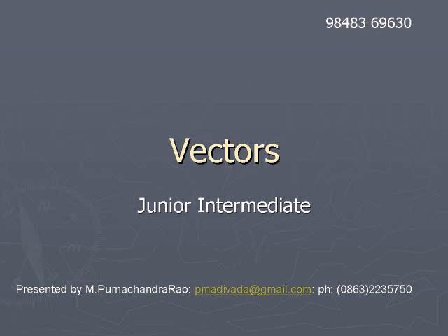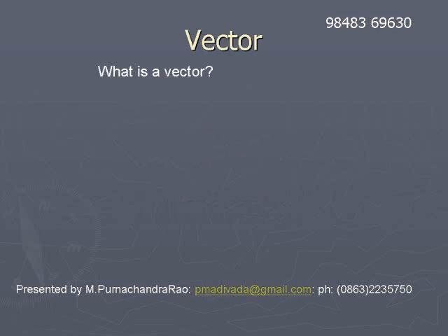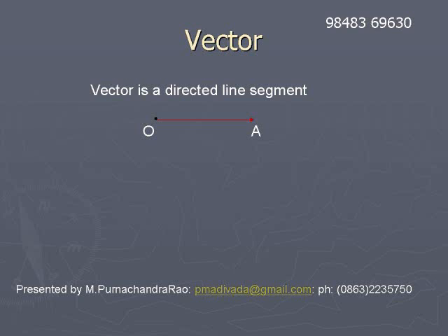Vectors. What is a vector? A vector is a directed line segment. We can define a vector as a directed line segment. The meaning of it is, consider the figure OA. It is a ray. Actually, it is a line segment with an arrowhead.